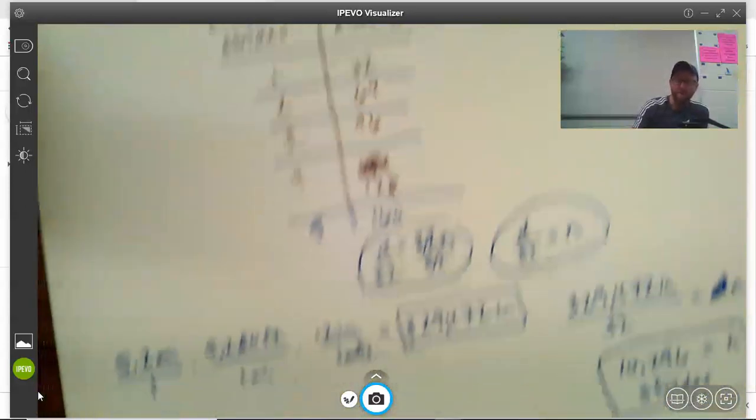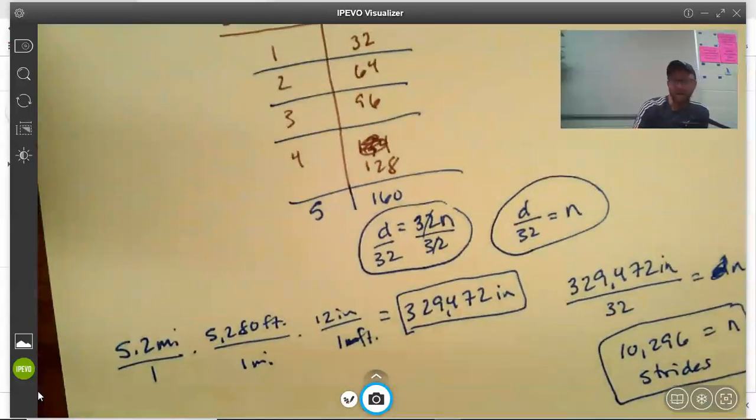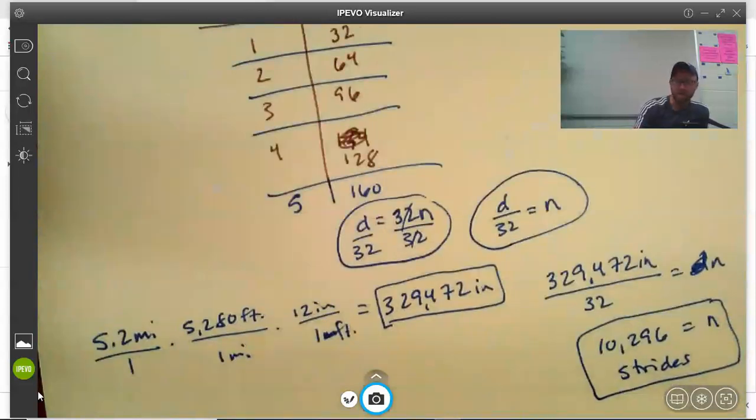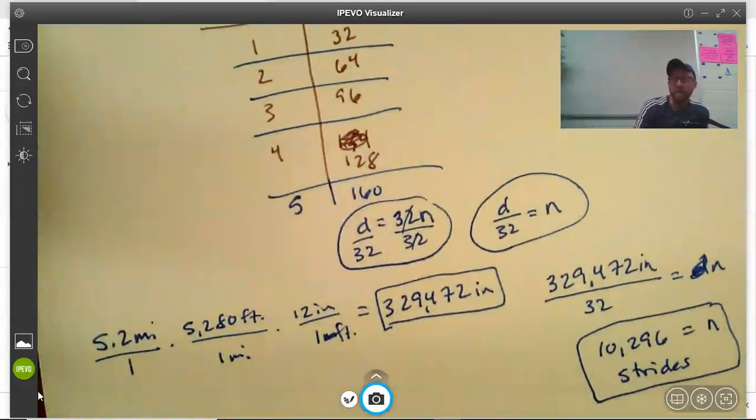If you can figure this formula out and then rework it, and then convert your miles into inches, and end up with a number of strides, you're set. You don't have to make a table necessarily, but the table is just a way for us to get thinking about it a little bit. So 10,296 strides. Wow. That's one way to get your steps in.